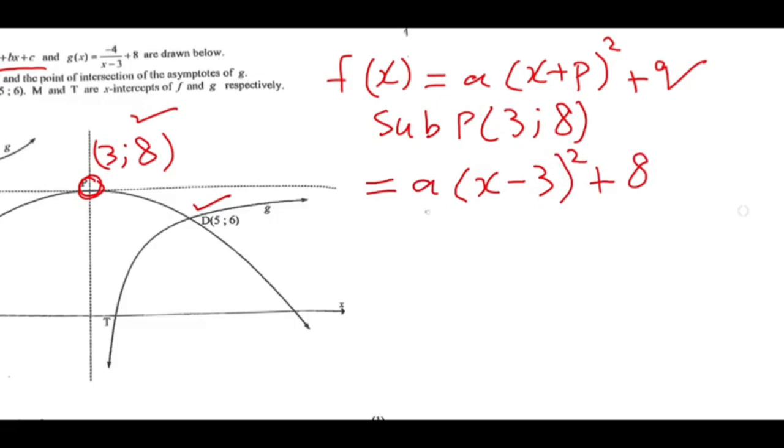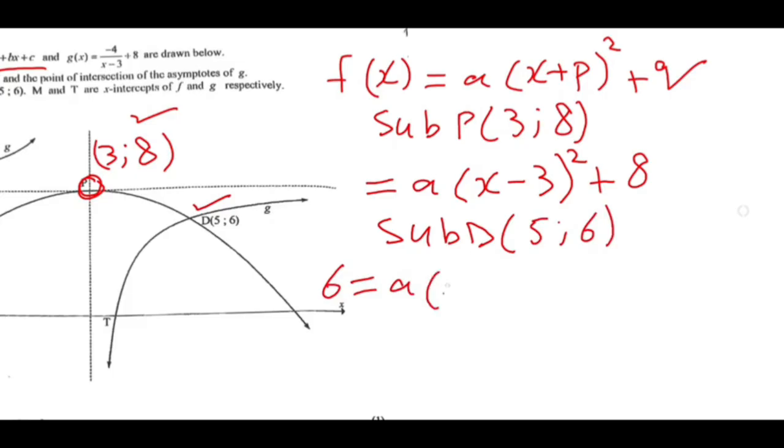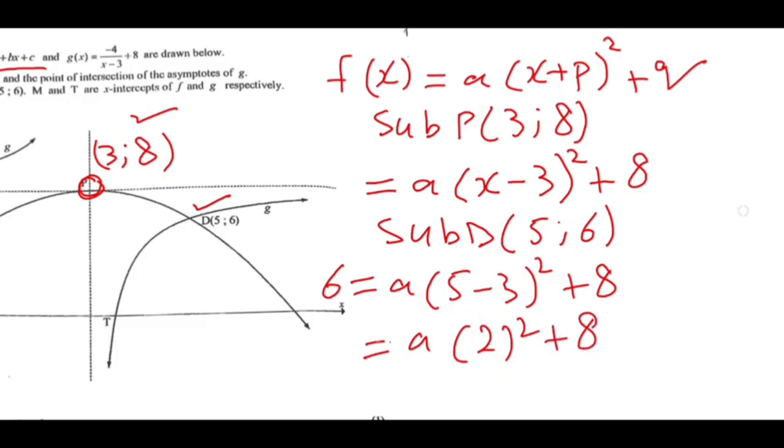So this we have f of x now. Now we need to find the value of a. So we're going to substitute D to find the value of a. So the D x value is 5, y value is 6. So it's going to be 6 is equal to a times x, which is 5 minus 3 squared, plus 8. So I'm going to open up here. This is going to be a times 2 squared plus 8 is equal to 6. So 6 is equal to 4a plus 8.